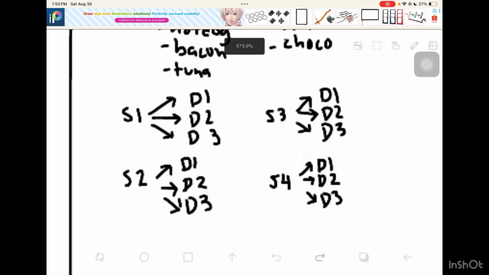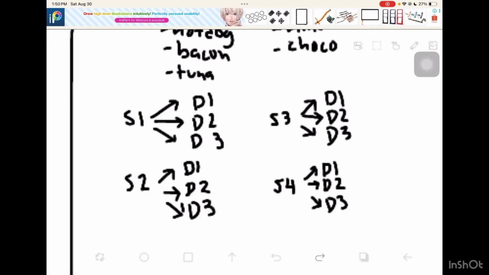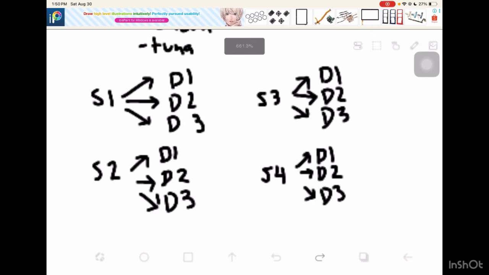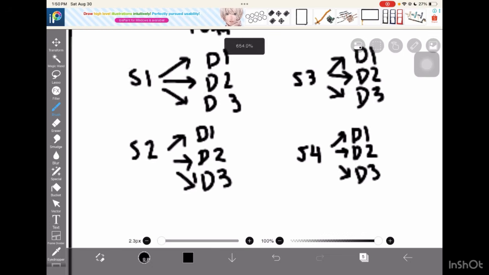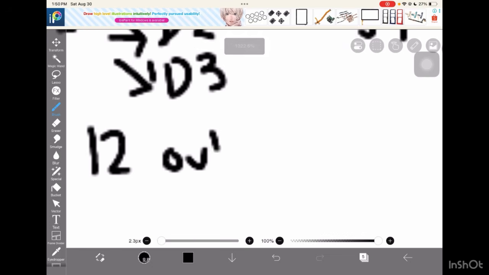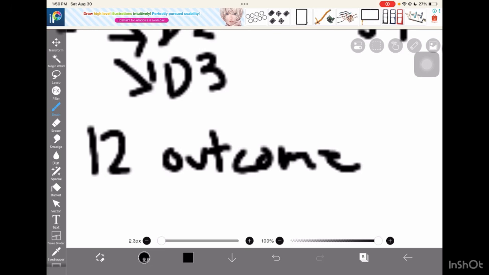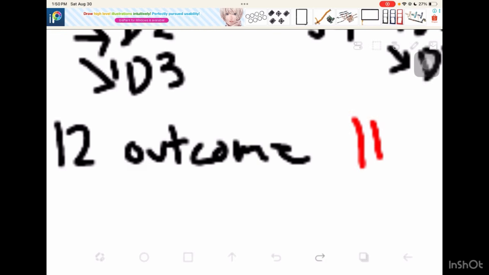So as you could see over here, how many outcomes do we have? We actually have 12. So we count the ones at the end, that's how many outcomes we have. So we have 12 outcomes. But as you may know, this is not the most efficient way to solve this.